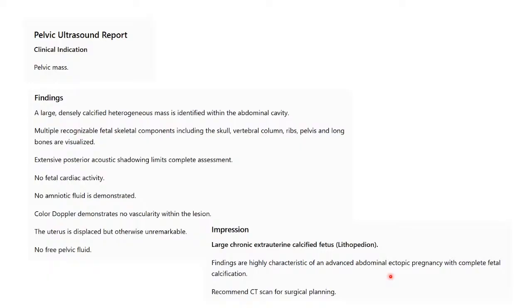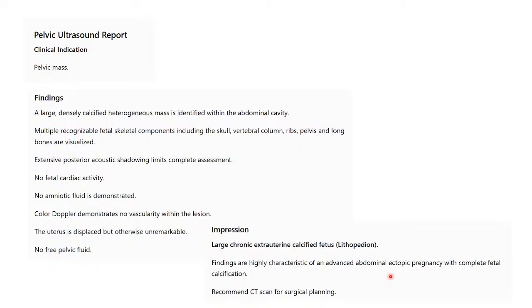Calcified uterine fibroid, pure cystic ovarian teratoma, calcified ovarian neoplasm, calcified mesenteric cyst, chronic tubo-ovarian abscess. So here are the CT findings. Now, the management of a lithopedion. How is it managed?